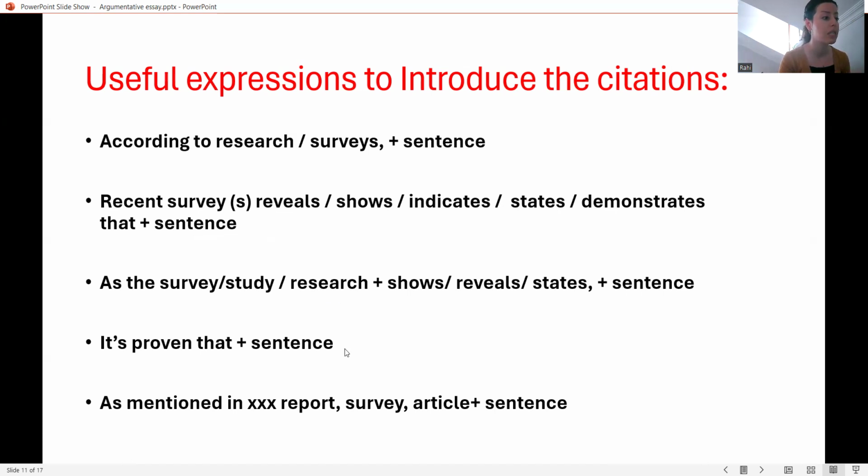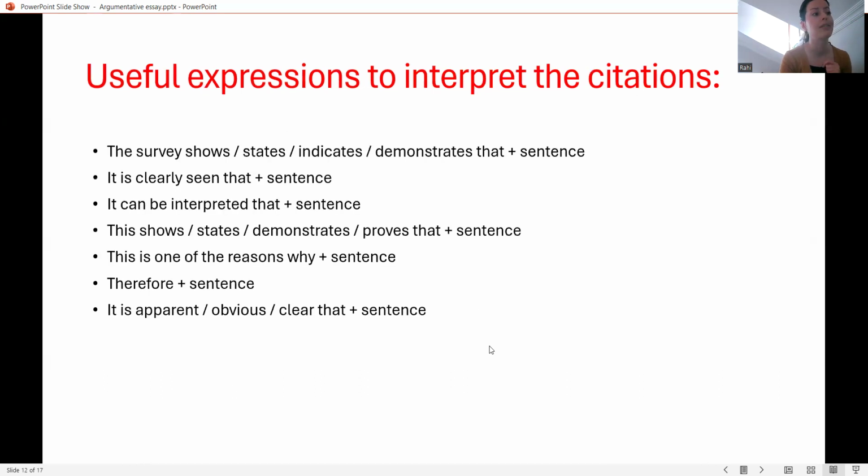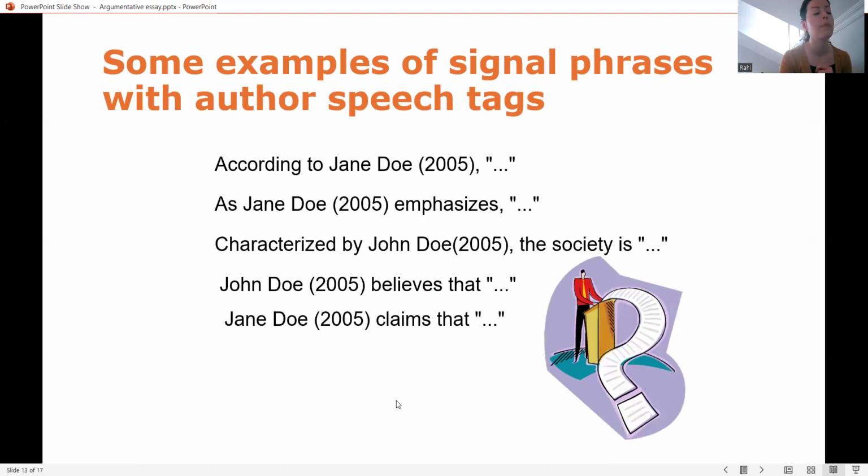Or you have these phrases here: it is proven that, as it is mentioned in this report or survey or article, and then you add the citation plus the last name of the author and the year in parentheses. Here I have more phrases. You can go over them whenever you have the time. I just go over to the next slide.